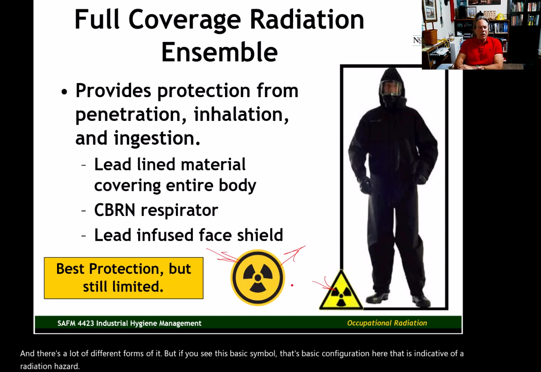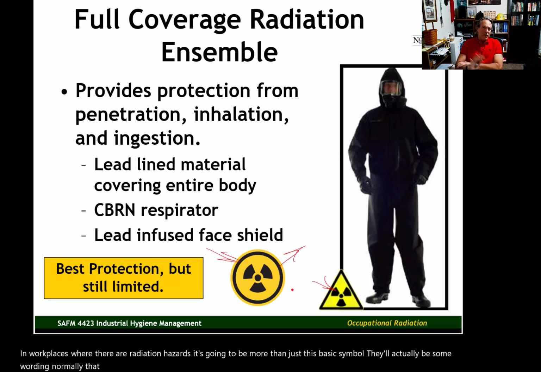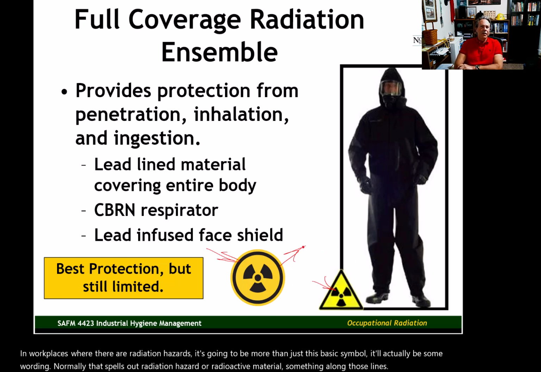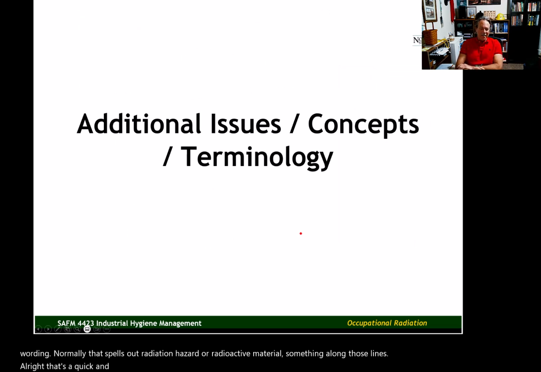Now, in workplaces where there are radiation hazards, it's going to be more than just this basic symbol. There'll normally be some wording that spells out radiation hazard or radioactive material, something along those lines. All right, that's a quick and very dirty coverage of protective measures that can be implemented to protect workers from radiation exposure.